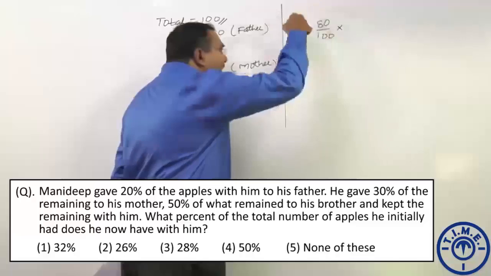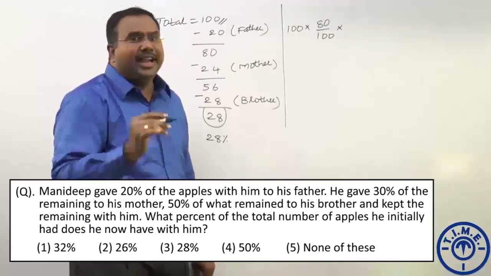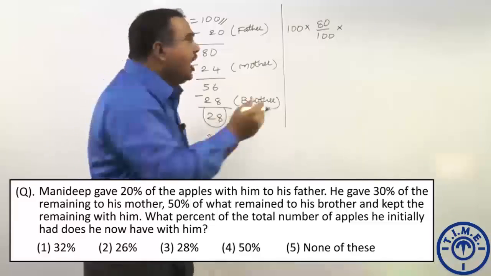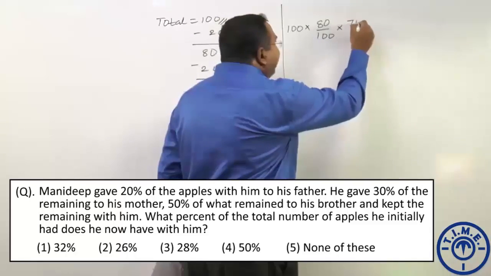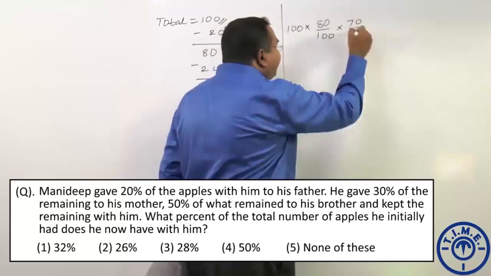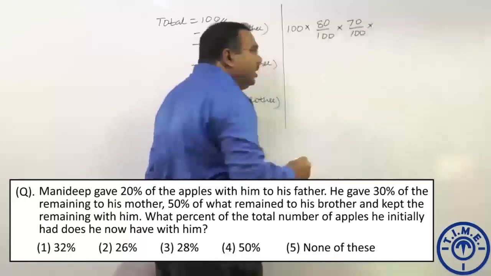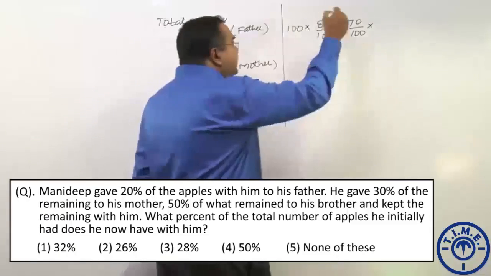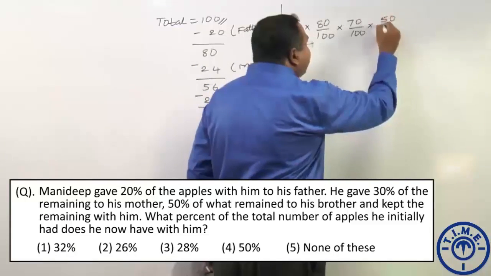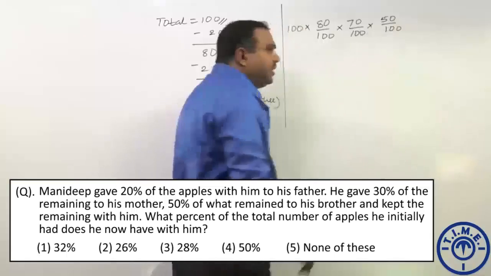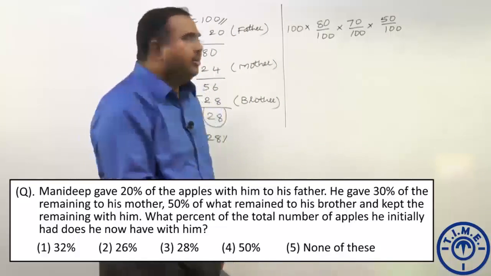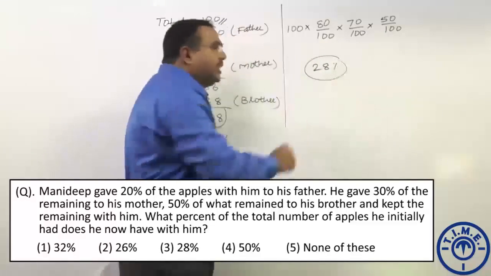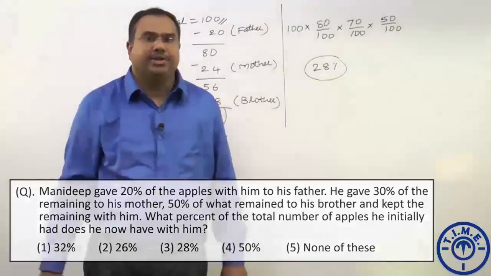Out of this total, he is giving 30% to his mother. If he is giving 30% to his mother, how much is he left over with? 70% of the total apples. Out of this, he is giving 50% to his brother. So, out of this, 50% is given to his brother, so he is left over with 50%. On solving this, we get 28. So, he is left over with 28, this is nothing but 28%.